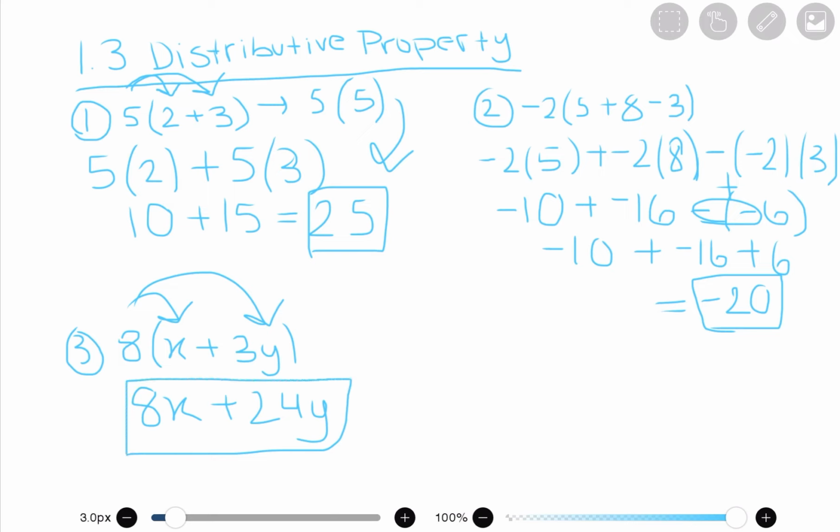Something we must remember is that we only distribute when the problem asks us to simplify everything out or solve. If the problem asks you to factor the equation, then you would not want to use the distributive property.